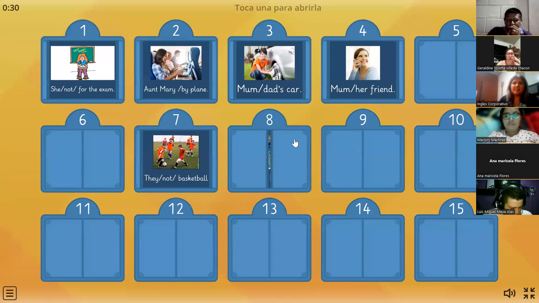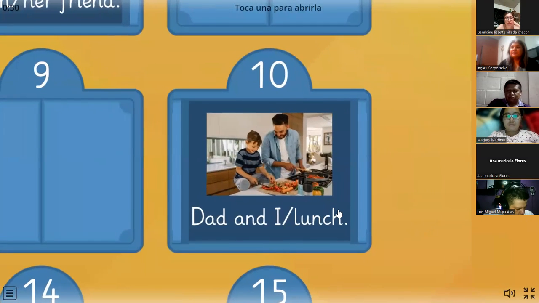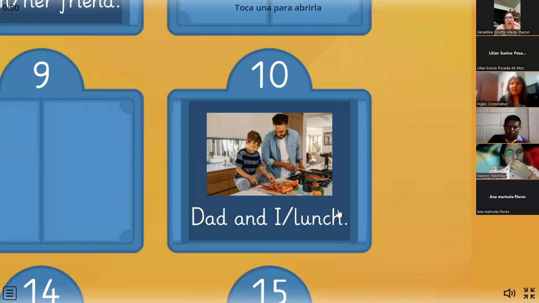Geraldine? Number 10. Dad and I cook lunch. Okay, Dad and I cooked lunch. Okay, remember the cook, the sound is T in past. Cooked, okay? Cooked lunch. Okay, very good.